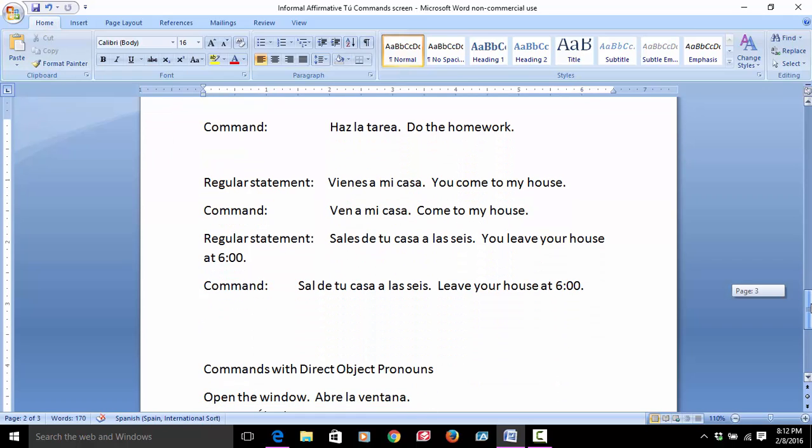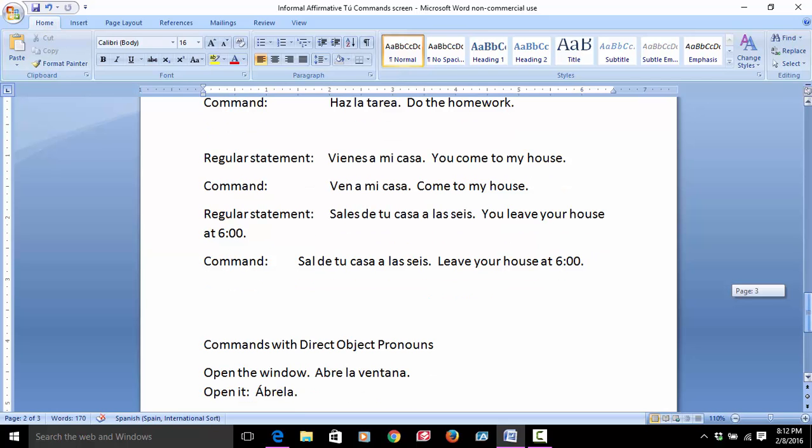Okay, commands with direct object pronouns. Open the window. The command form is abre la ventana. If we just want to say open it, we're going to replace la ventana with the direct object la, and we're going to attach it right to the end of that command form, ábrela. Now remember, direct object pronouns normally go before a conjugated verb or hung right on the end of an infinitive. And so the other place you can put them is at the end of a command. So don't try and put the direct object pronoun at the end of just a regular conjugated verb. It has to be a command.